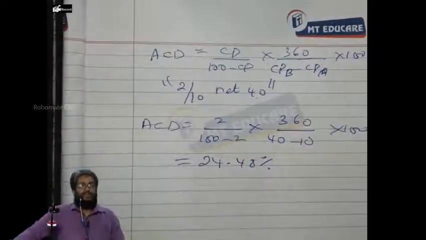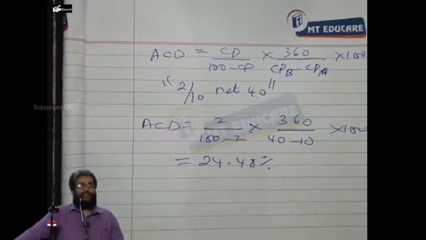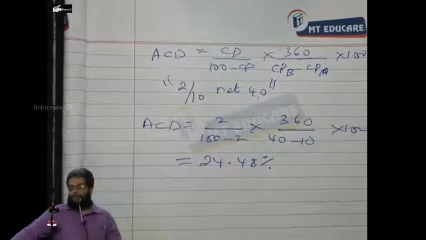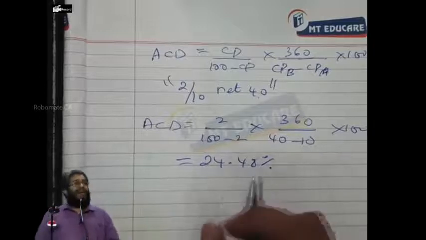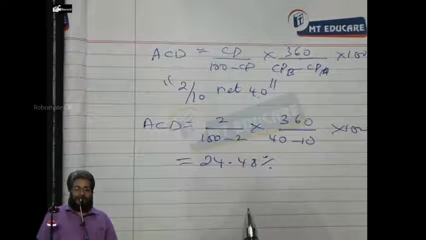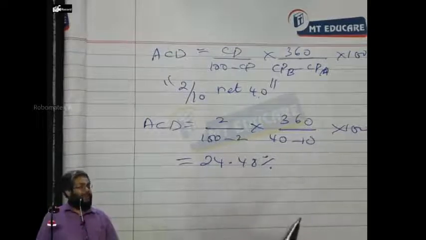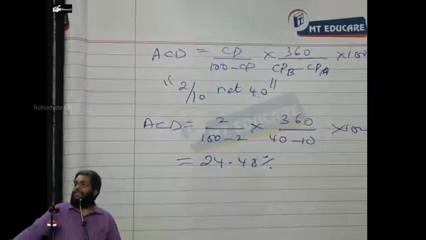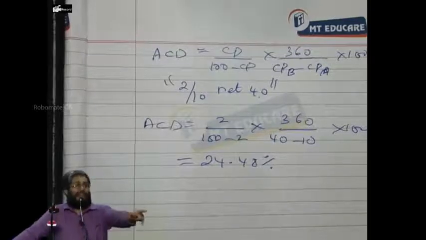24.48%. Please leave that decimal. Now, I am paying an annualized cost of 24.48% as cash discount. I am getting an interest benefit of only 15%. Will I pay 24% to save 15%? No, I will not give cash discount.